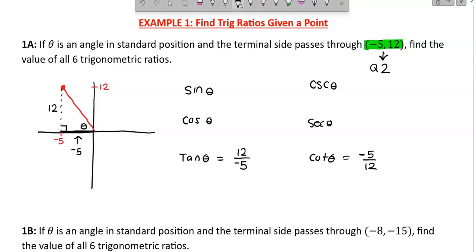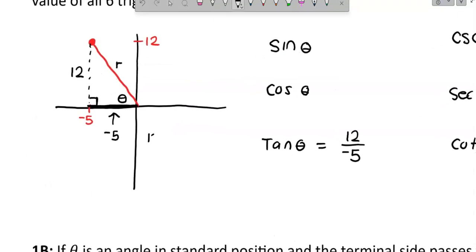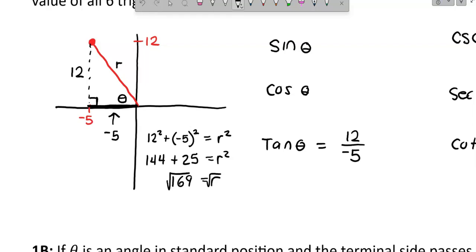Now the issue is for sine, cosine, cosecant, and secant, we do not know the hypotenuse, or what we are now calling the r value. So we're just going to do a quick Pythagorean theorem. We're going to do 12 squared plus -5 squared, but know that that's going to become positive when we solve this. So 12 squared is 144, and -5 squared is positive 25. When I add those together, that gives me 169 equals r squared. Take the square root, and now we know that the r value is 13. R is always positive. We'll talk more about why that is in coming lessons.